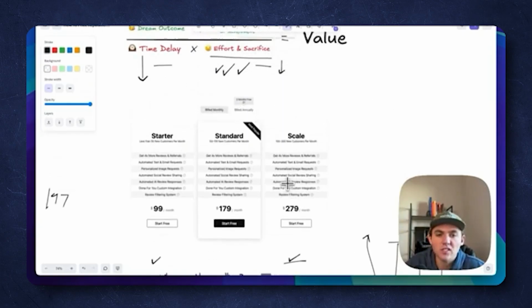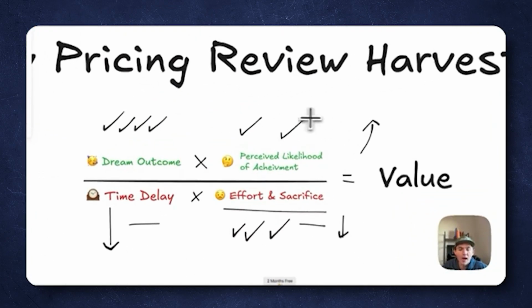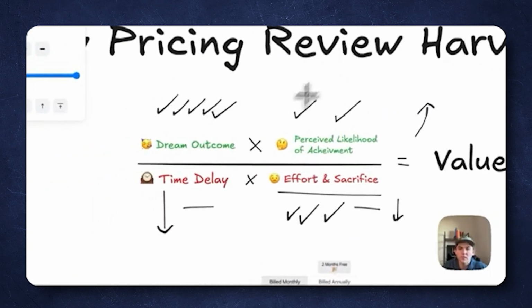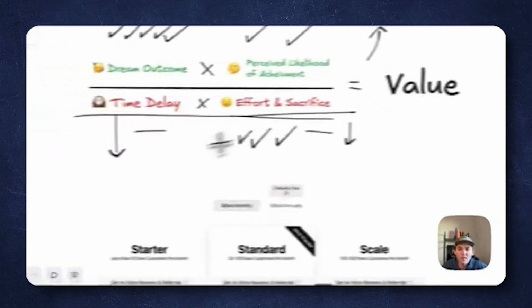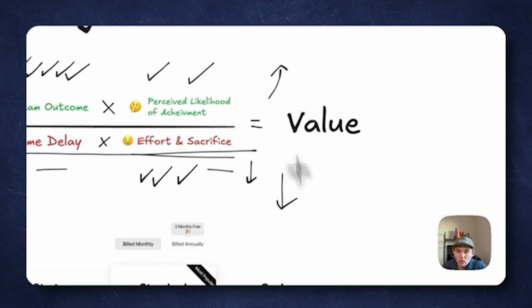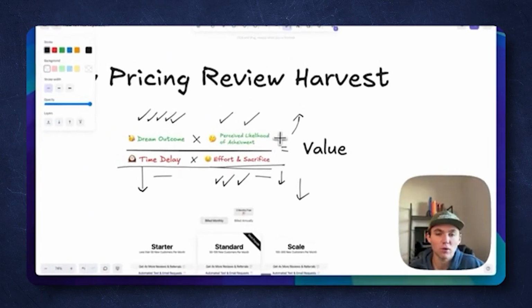And so their perceived likelihood of achievement is a lot higher. You've already done what they said they're going to do, and the dream outcome is to help them get more business or whatever. And so they want it, right? And if you already have access to all their stuff, the time delay, effort, and sacrifice, all that stuff can be very low. And so you could definitely charge a pretty penny to help them get more reviews.